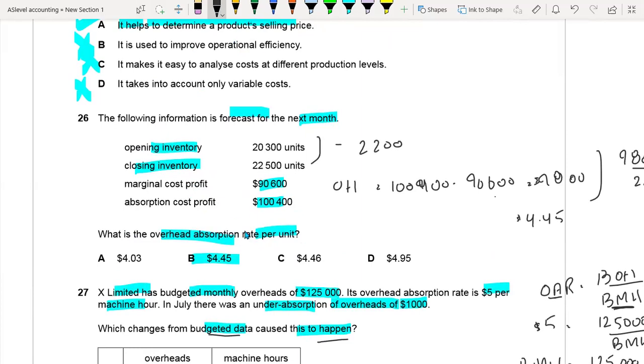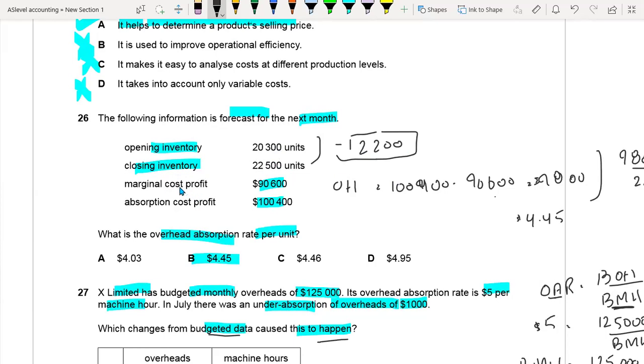For finding out the overhead absorption rate per unit, first of all, we have to know what the production level is and how much the overheads are. If you want to find out the production level, we can easily find it by deducting the opening inventory from the closing inventory. So it means that 2200 units is basically the production level.